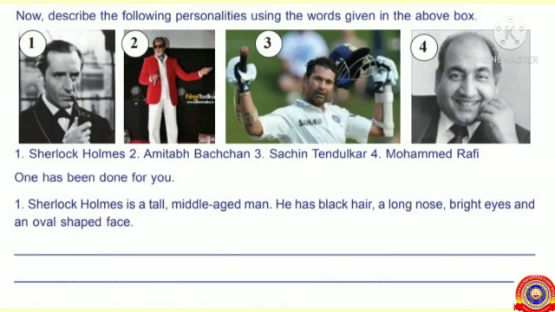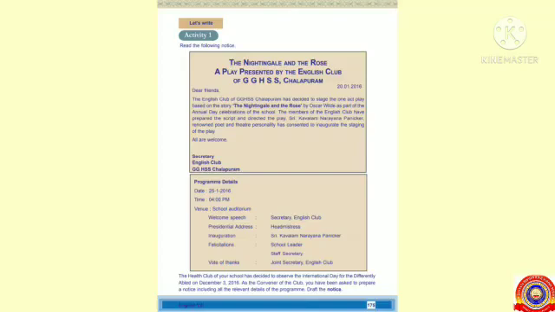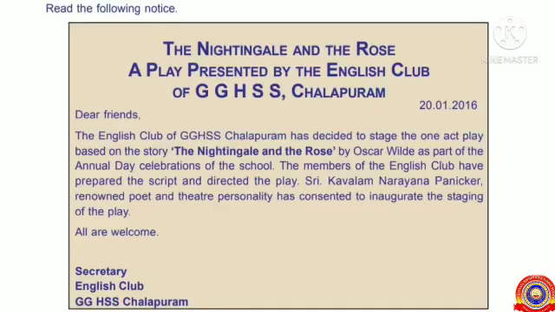So you can do it as a homework. All of you go through that table and try to do this activity, okay? Students, now all of you take page number 175. Look, activity 1. Read the following notice. So a notice is given here. All of you read it.